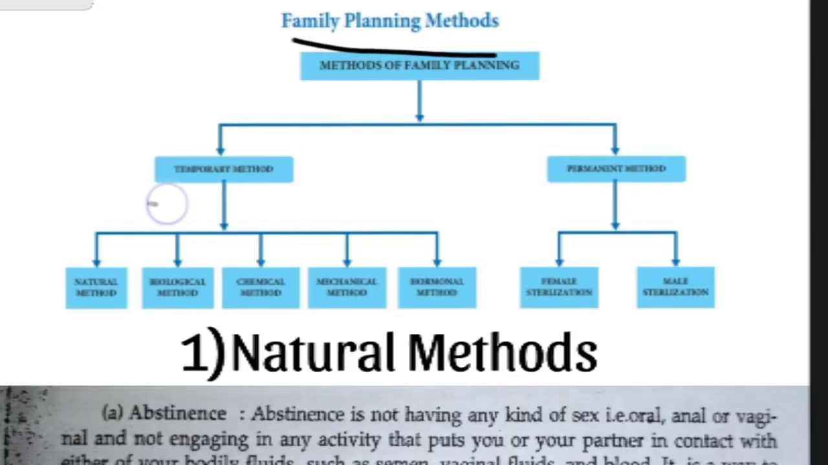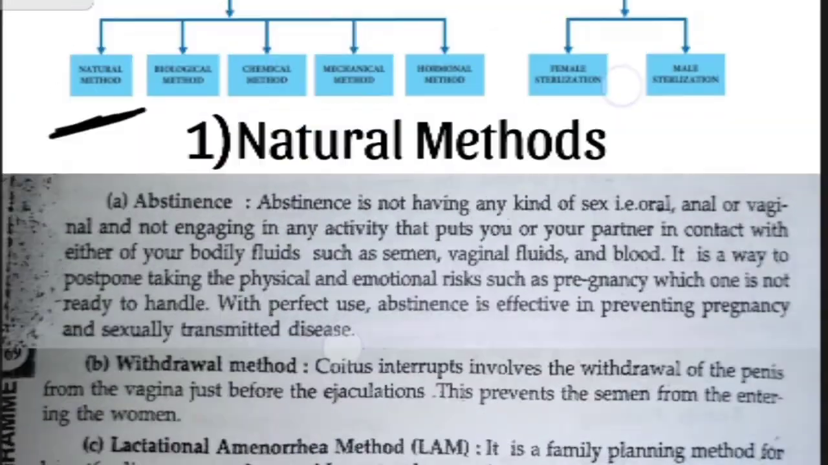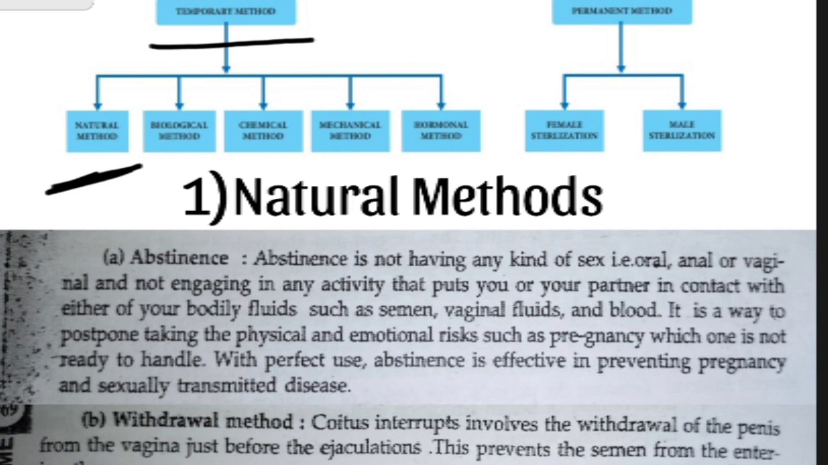Let's see about the methods of family planning. In that, first we will deal with the temporary method. In temporary method, the first one is natural method. In natural method, we have abstinence. That is nothing but not having sex. Any kind of sex is restricted. They should stop it. Like not having vaginal sex, anal sex, or oral sex. If they are not having sex, then automatically the pregnancy will be prevented.